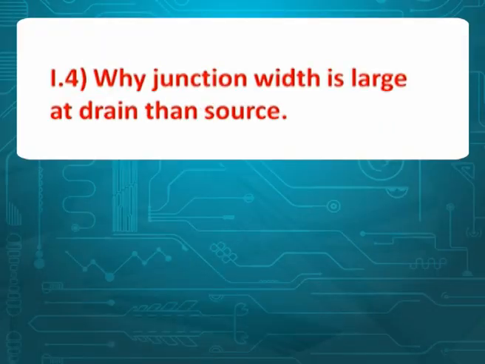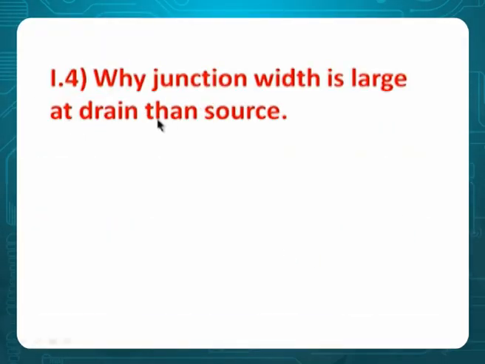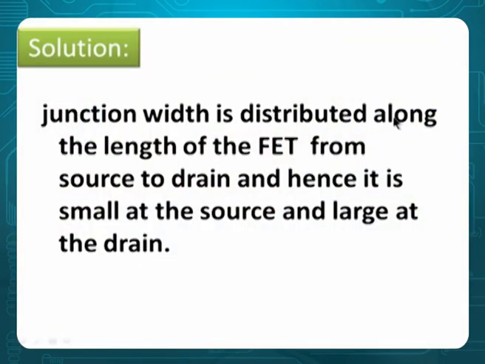Question number 4. Why is junction width large at the drain than at the source? Normally people say both are equal, but there is a slight difference. The junction width is distributed along the length of the channel, and the carriers start from the source and end at the drain. Therefore, it is small at the source and large at the drain. So as you go along, voltage is getting added and added and added. Therefore, junction is more at the drain, less at the source.